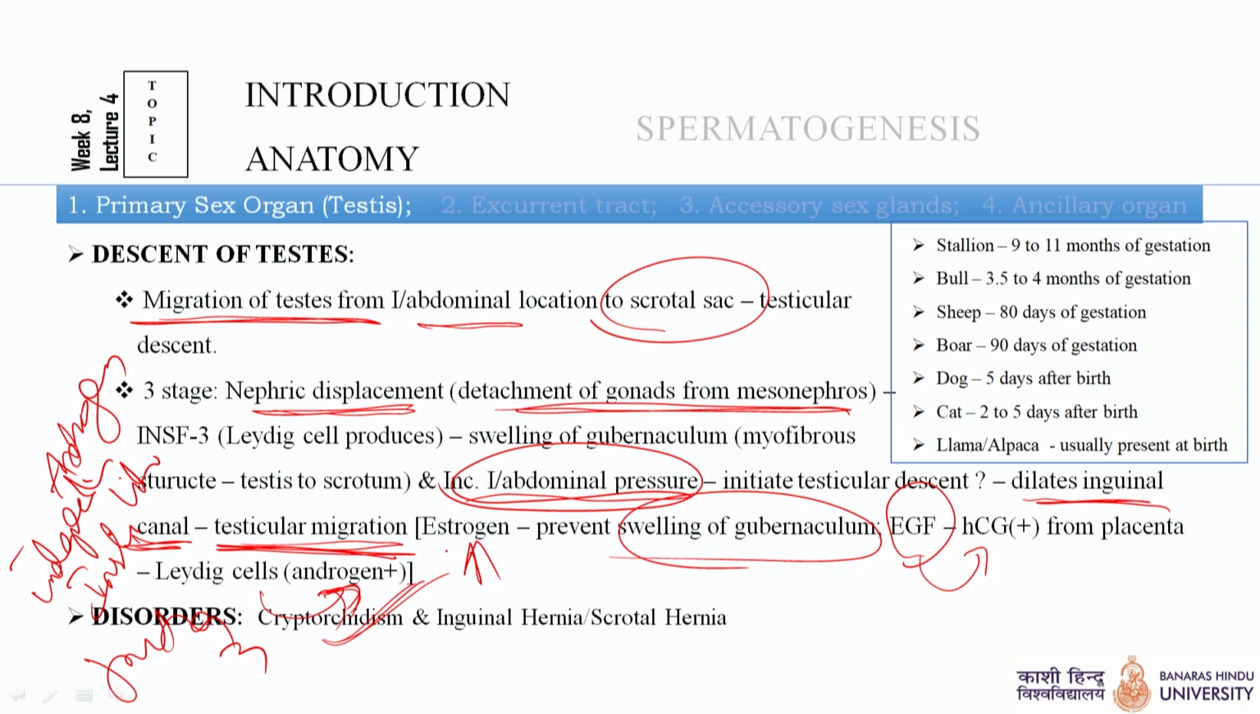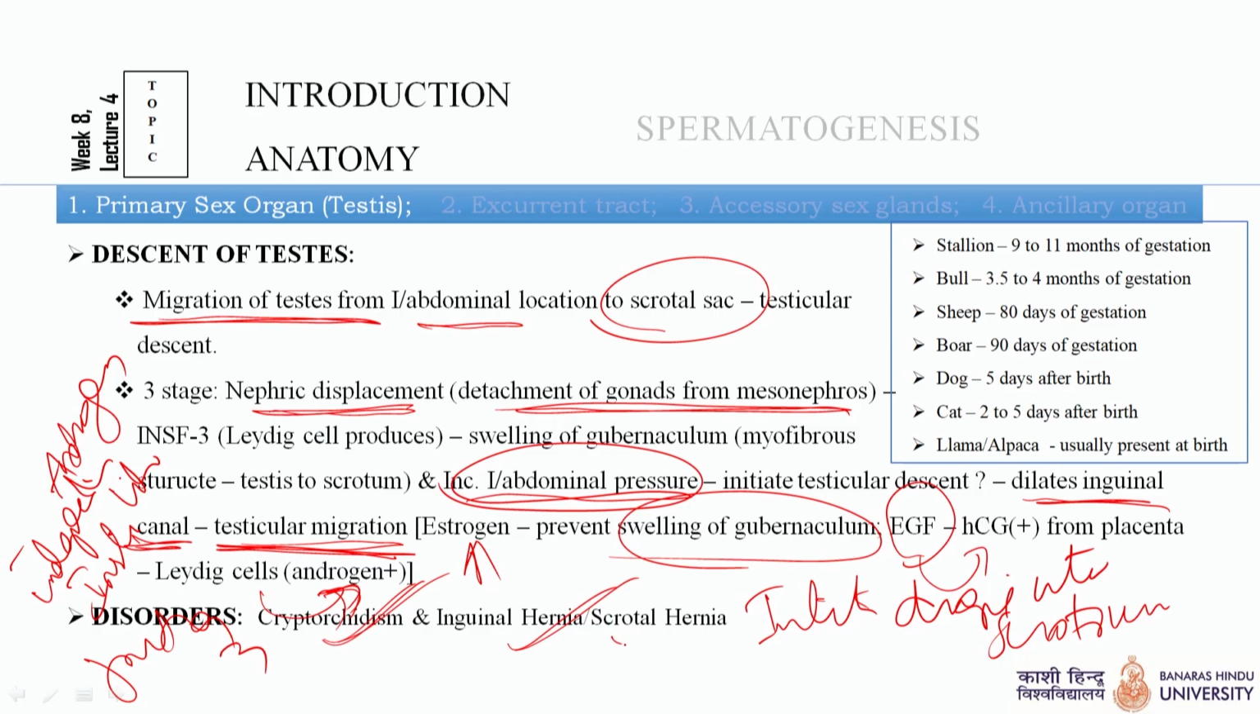failure of descent of the testis. So you can say unilateral or bilateral cryptorchidism. And next is inguinal hernia. Inguinal hernia means when the intestine drops into the scrotum, or the intestine enters into the scrotum. This is because of the enlargement of the inguinal canal. As the inguinal canal enlarges, that means it widens and dilates, as a result the intestine will enter into the scrotum. This is mostly common in the stallion species, and cryptorchidism is also quite common. The incidence is higher in horses when compared with pigs.